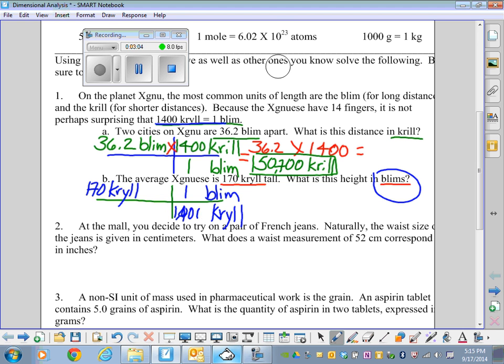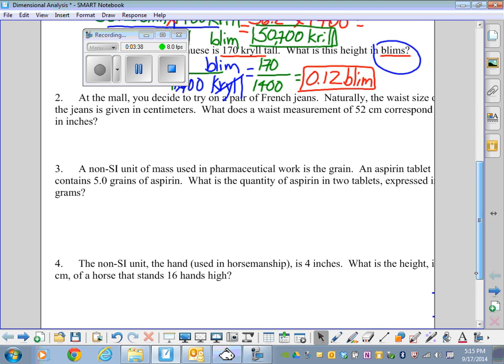blim equals 1,400 krill. Now krill cancels. We are now in blim, and we're ready to solve. In this problem, we will take 170 and divide it by 1,400. My resulting answer then will be 0.12 blim. Okay, moving on down the page.